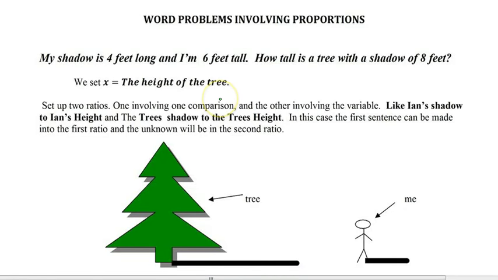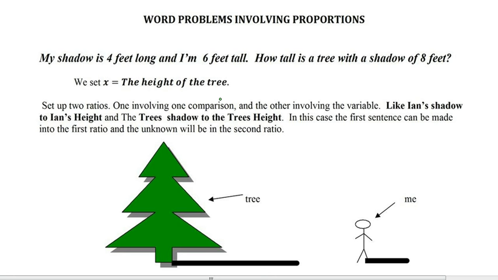All right. These are word problems involving proportions. So what they're going to be giving you is some kind of a ratio. And what you're going to have to do is modify that ratio using one of the methods that we learned earlier to create an equivalent ratio. All right, so let's look at this one.